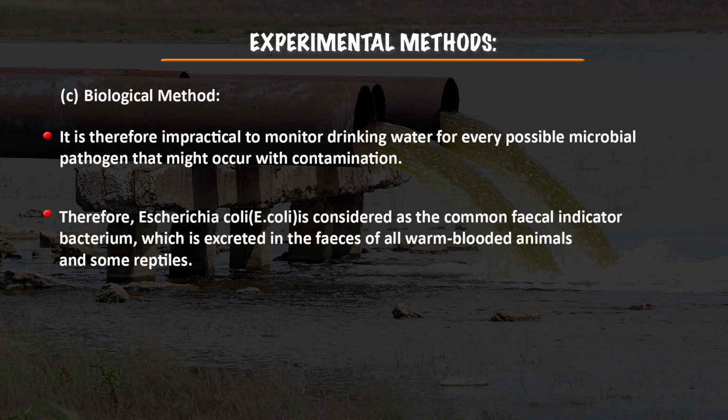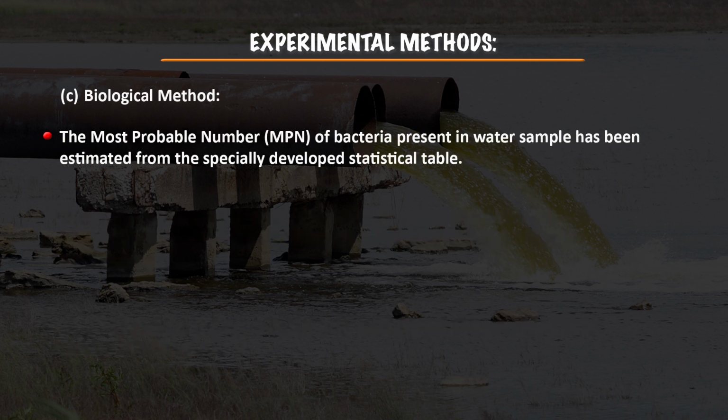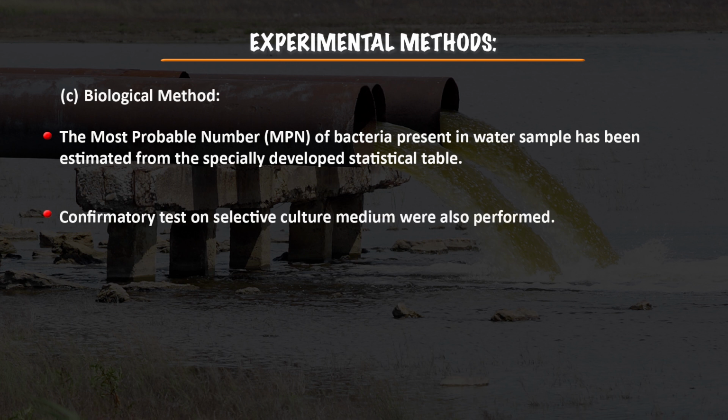So Escherichia coli is considered the common fecal indicator bacterium. It is excreted in the feces of all warm-blooded animals and some reptiles also. Bacteriological analysis of drinking water samples was done by the multi-tube fermentation method. The most probable number of bacteria present in the water sample was estimated from a specially developed statistical table. Confirmatory tests on selective culture medium were also performed.